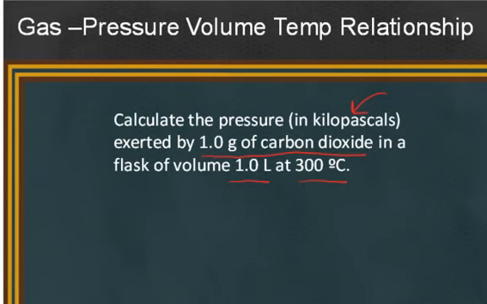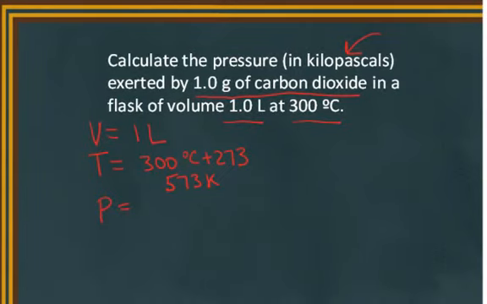We have, let's see, the volume is equal to 1 liter. The temperature is equal to 300 degrees Celsius, but of course that always needs to be expressed in Kelvin. So that's really 573 Kelvin. Let's see, the pressure is what we're looking for. In particular, we want it in units of kilopascals.